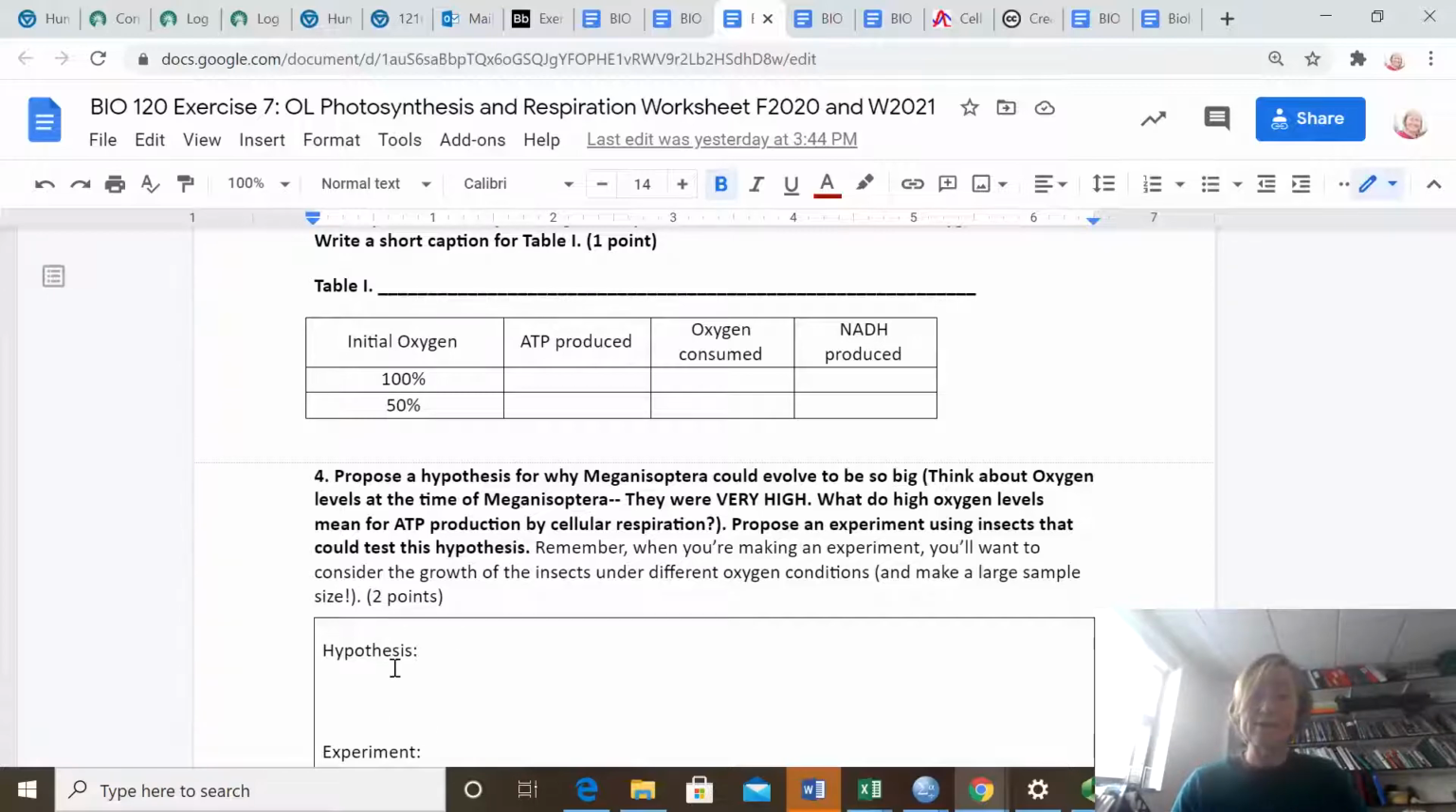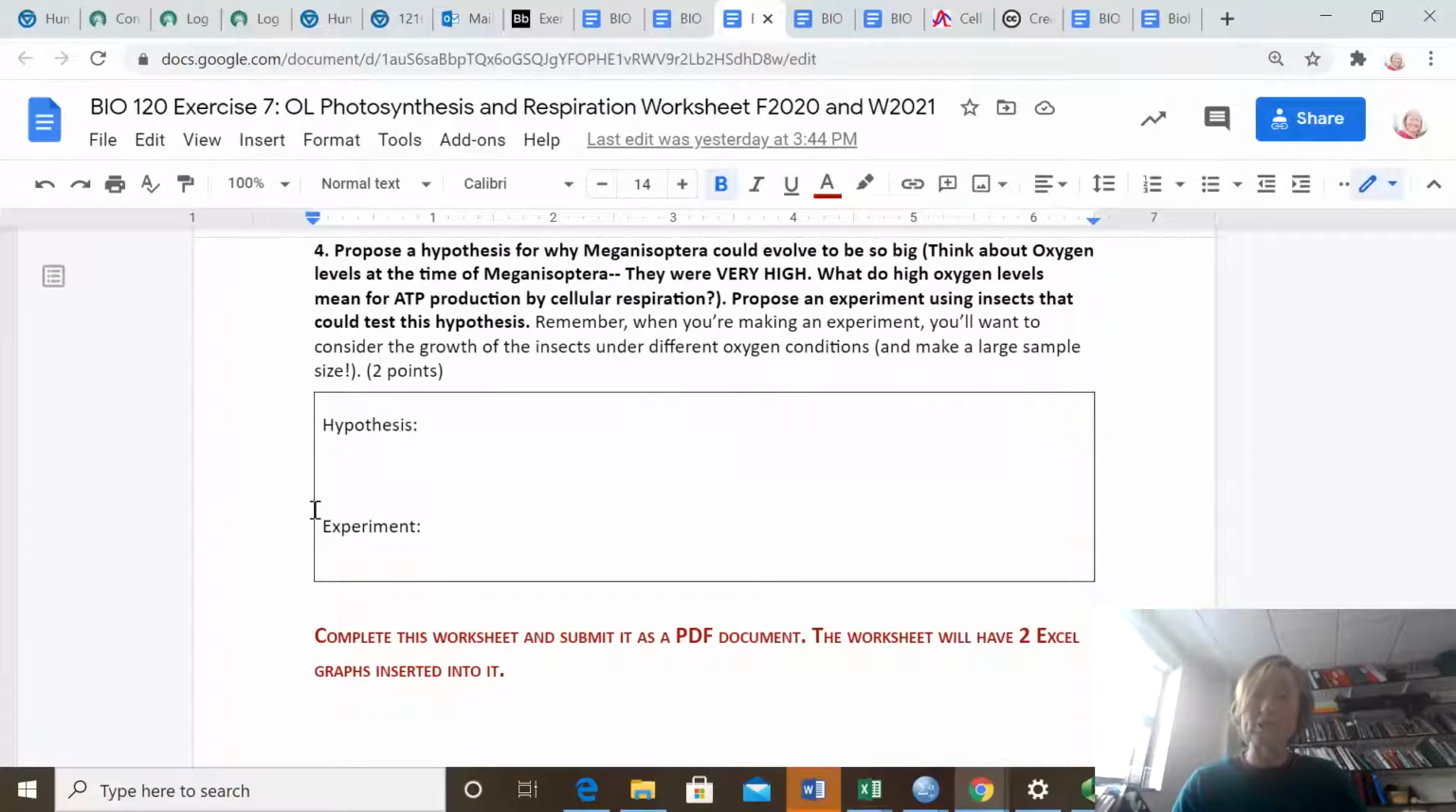You need to make a hypothesis and make an experiment to test your hypothesis, but the experiment has to be one you can actually do. You can't say, well, I'm going to go back in time and work with these giant insects. Although that would be really cool, we can't do that. So you may have to think about raising insects in today's world in different oxygen conditions or something like that. And again, sample size shouldn't be 1, all right?